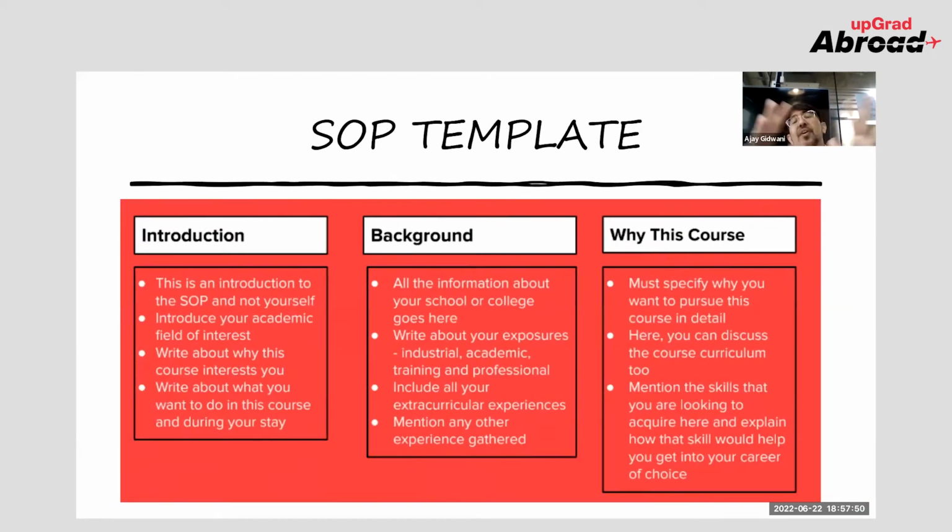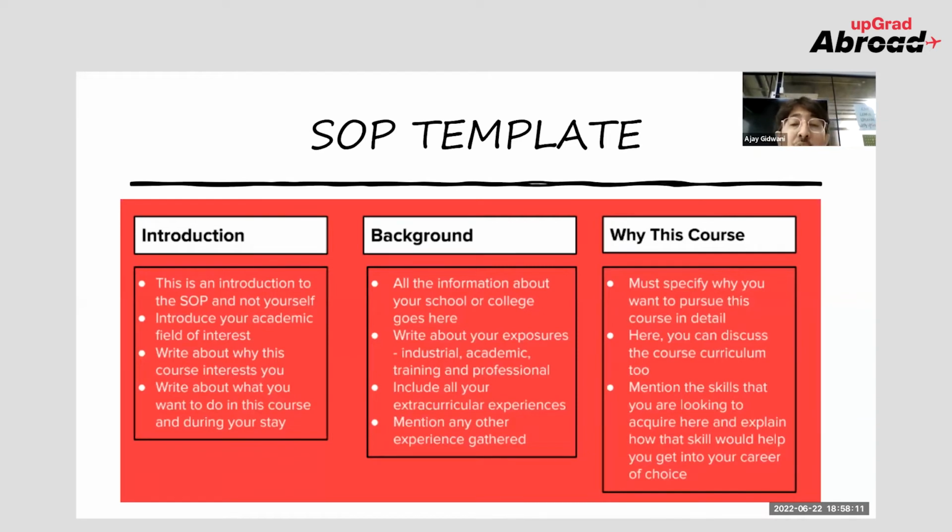So let's have a summarization of what we discussed and what we tried to understand. So what is an SOP template? We're talking about the introduction. It talks about introducing your academic field of interest. You write about why this course interests you. You also write about what you want to do in this course and during your stay.